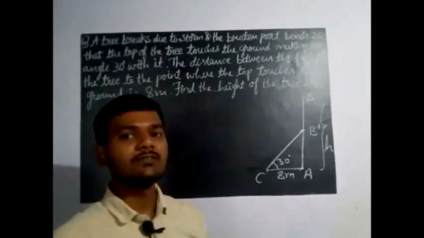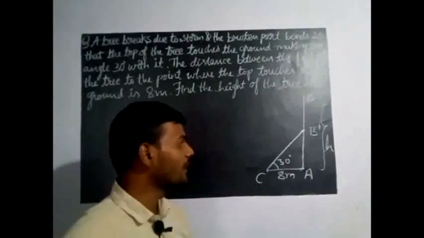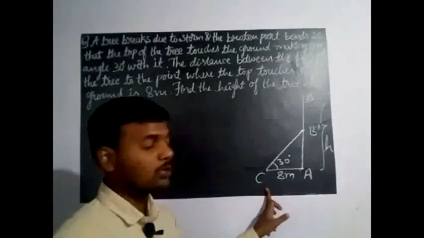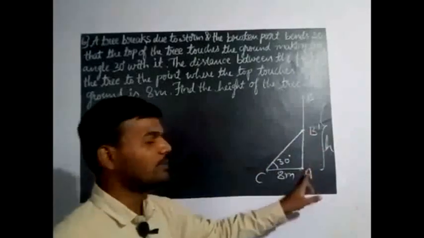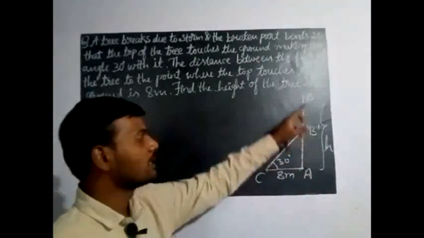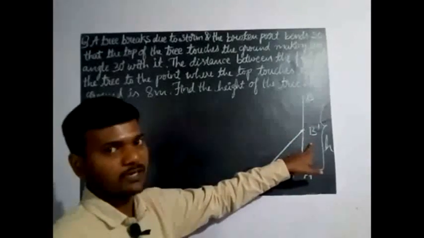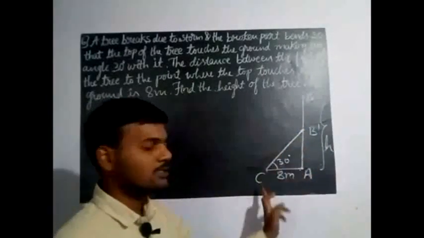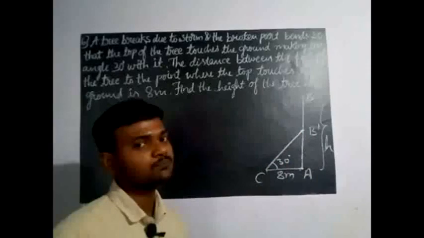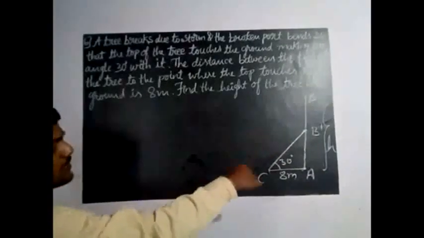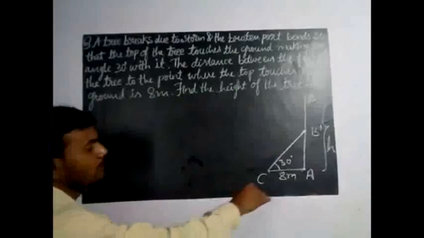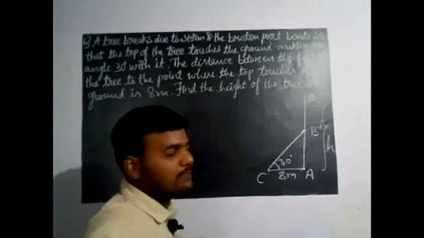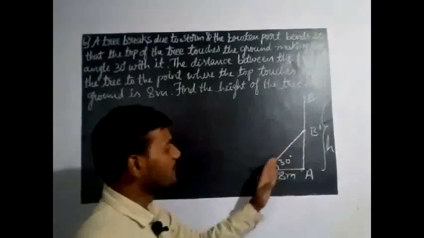To find the height of the tree, firstly we need to find B dash C, that is the broken part, and AB dash also we have to find. AB is equal to B dash C plus AB dash. So let us find B dash C and AB dash. Here it becomes the opposite and it is the hypotenuse. We know the adjacent. So firstly find B dash C.